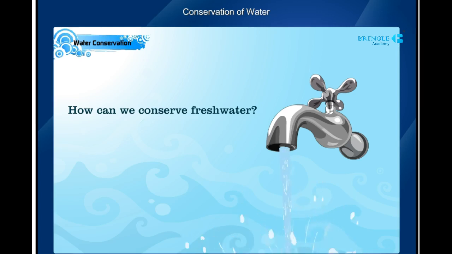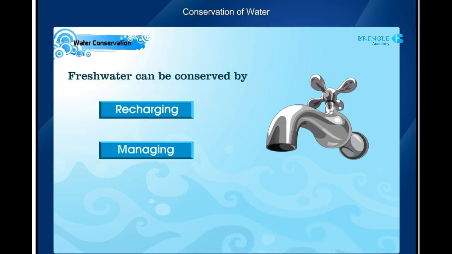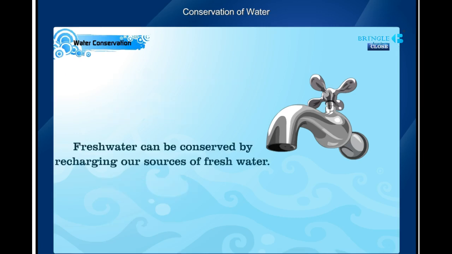But how can we conserve fresh water? Fresh water can be conserved by recharging our sources of fresh water.